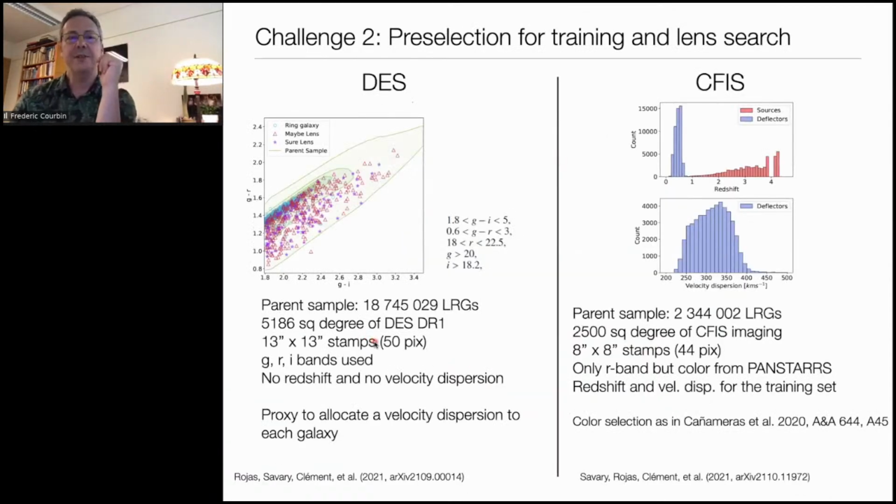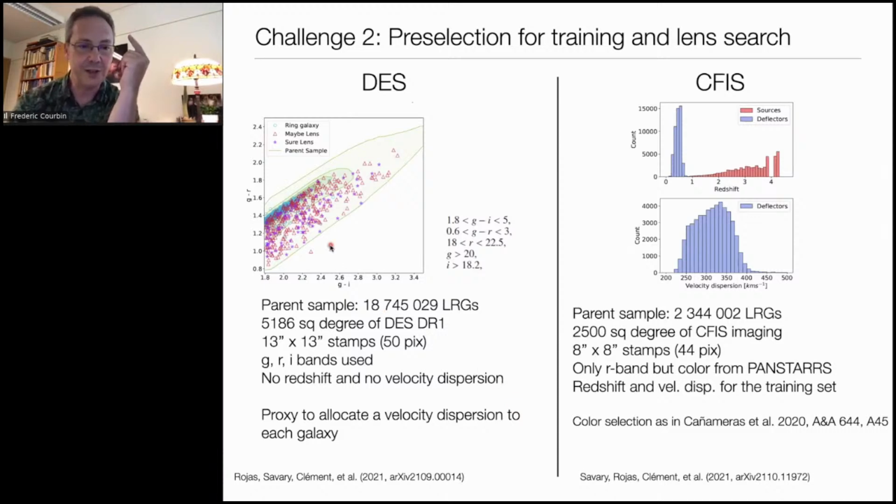So what we did in Cepheids and DES, we start by pre-selecting the objects. We have a color pre-selection to select mostly LRGs, luminous red galaxies, 18 million in DES, 2 million in Cepheids. That corresponds to different areas on the sky and so on. We have different stamp sizes because the pixel size is not the same in the 2 surveys. But that's the way we select objects.